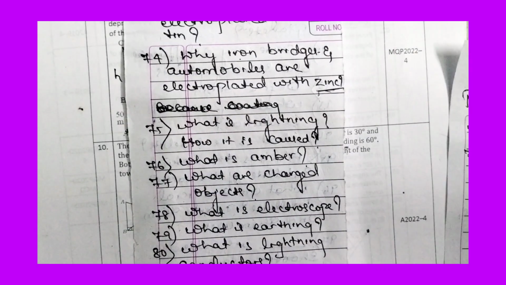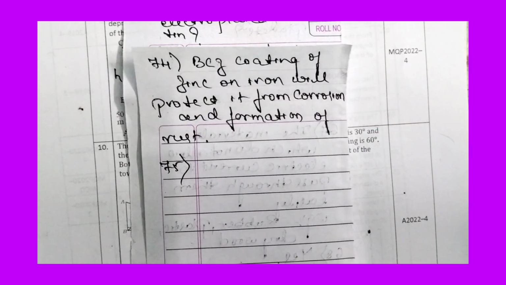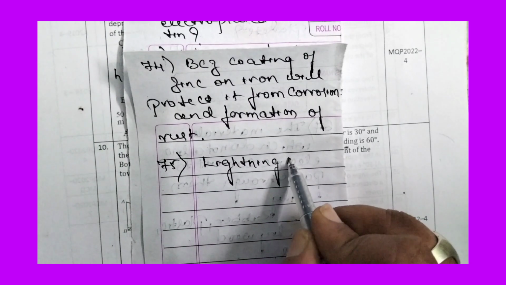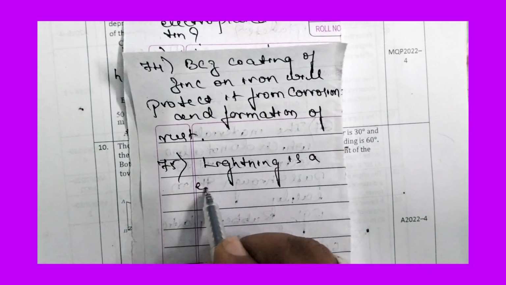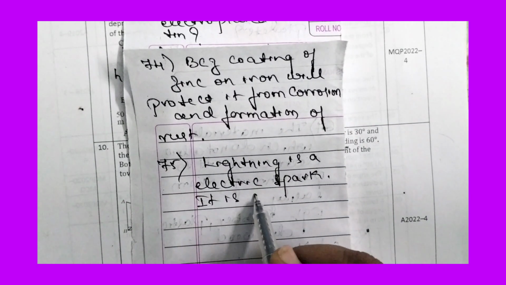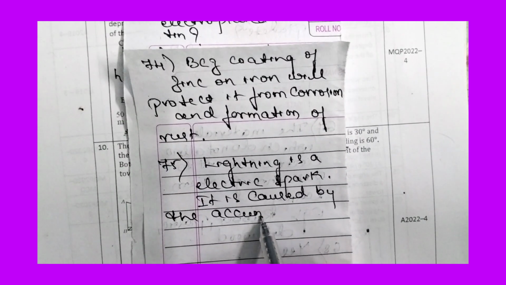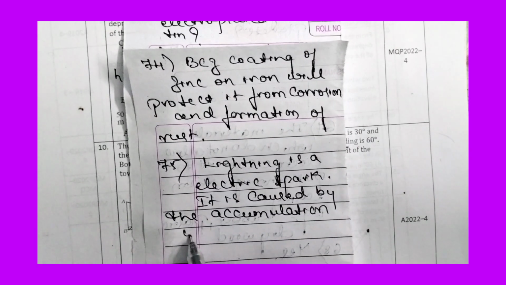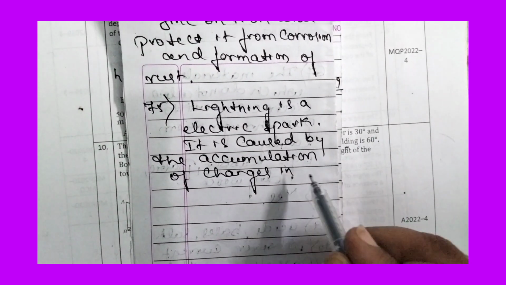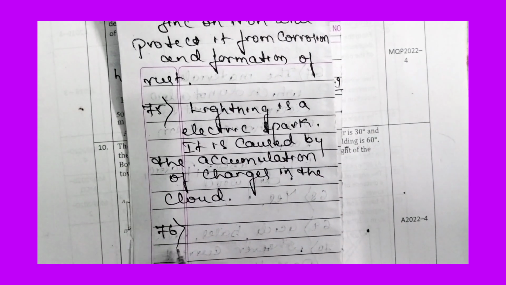Now let us answer the 75th. What is lightning? How is it caused? So first, what is lightning? Lightning is an electric spark. How is it caused? It is caused by the accumulation of charges in the cloud.